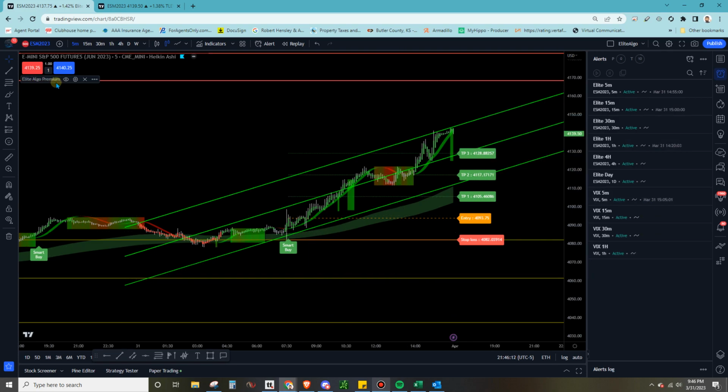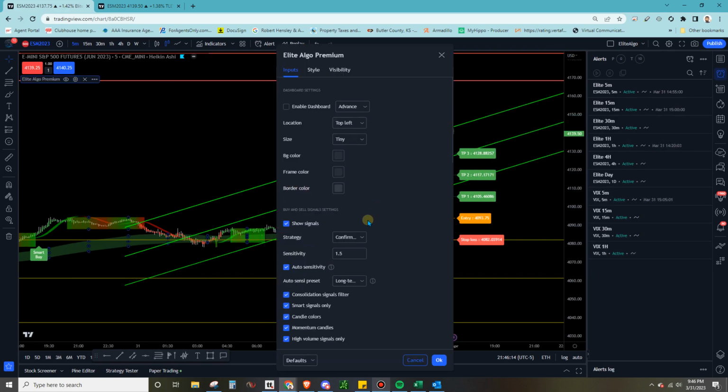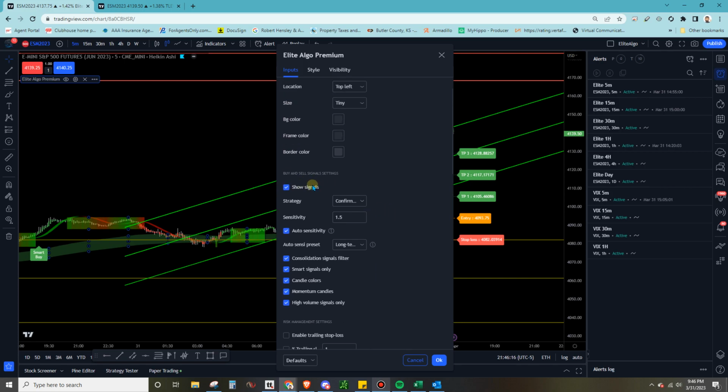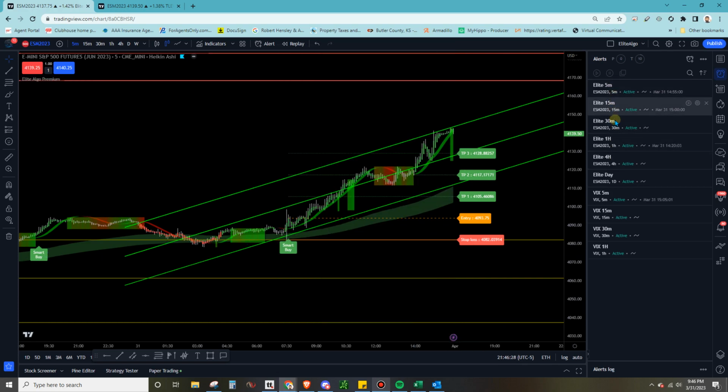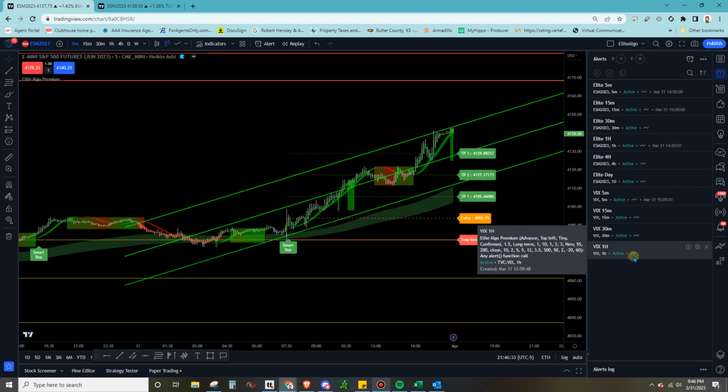and I can set up the conditions with Elite Algo. You can set the strategy to be whatever you want, normal, confirmed. I basically set it on, look, I only want the best trend trades possible on each of the time frames for ES and for the VIX. I want to know when the VIX goes into some, what the VIX is up to.